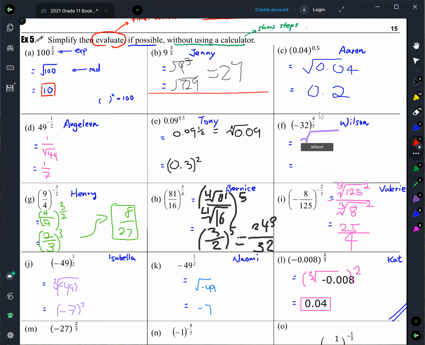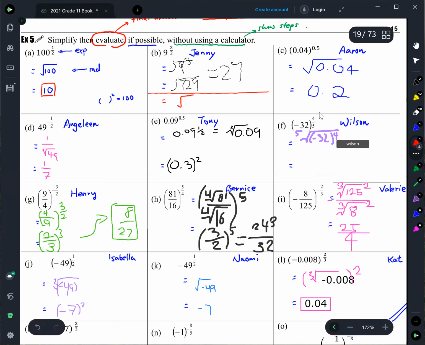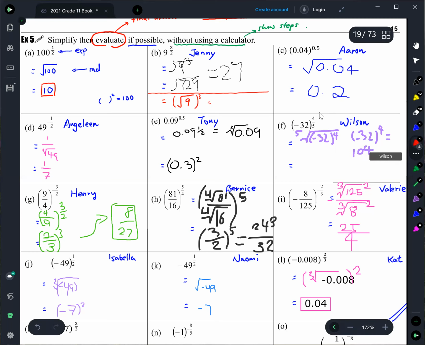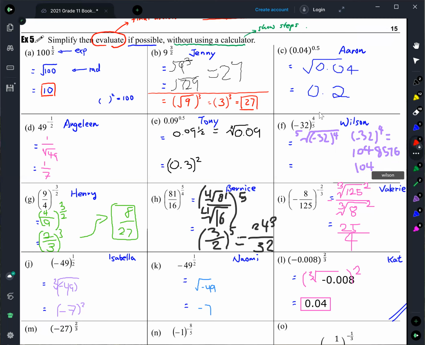So for question B, instead of having the cube on the inside, I prefer to write the cube on the outside. I do square root and then cube. Because for me, it's difficult to do 9 times 9 times 9 in my head, right? So I would do the square root first. That brings it down to 3, right? Square root of 9 is 3. And then you cube that. Still give you the right answer, but it'll be easier without a calculator or doing on the side.